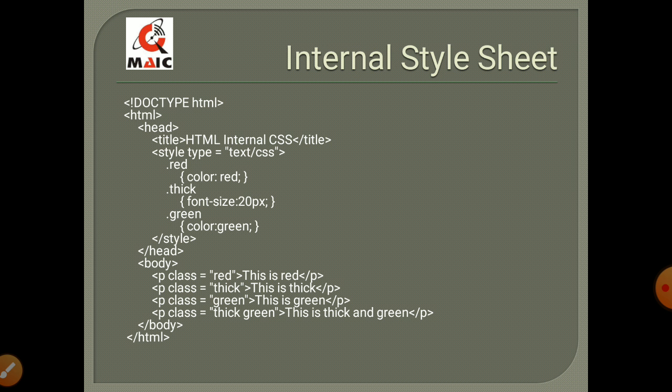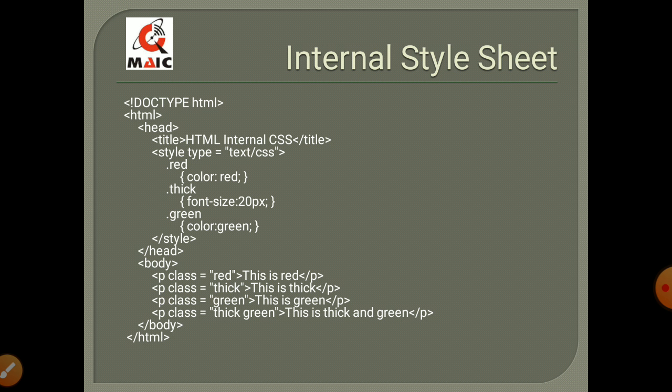So class is equal to red, this will appear in red. Thick, the size of the font will be 20. Green, not the size but the color will be green. And thick and green, that means we are using both. So font size and the color will be reflected in it. So this is the way in which we can use style tag in our HTML code.